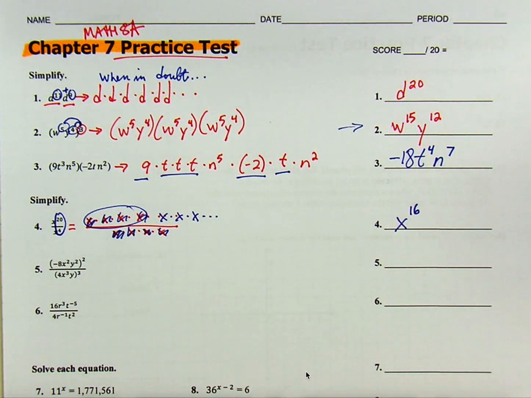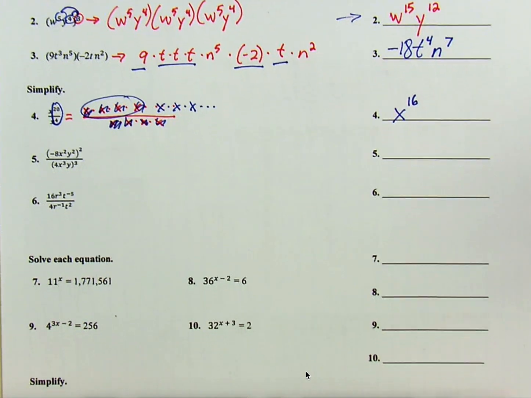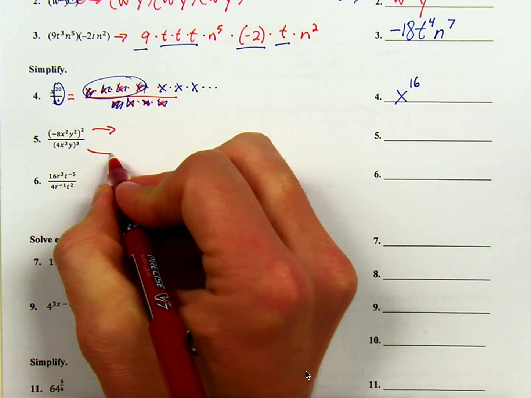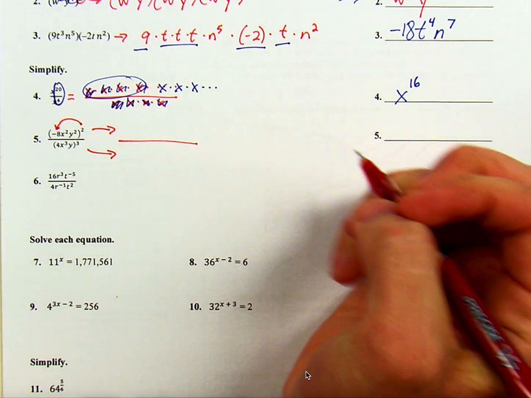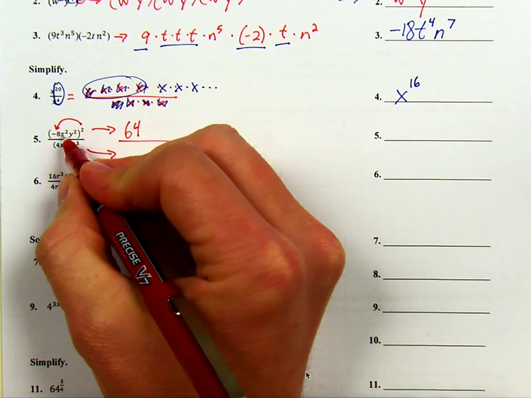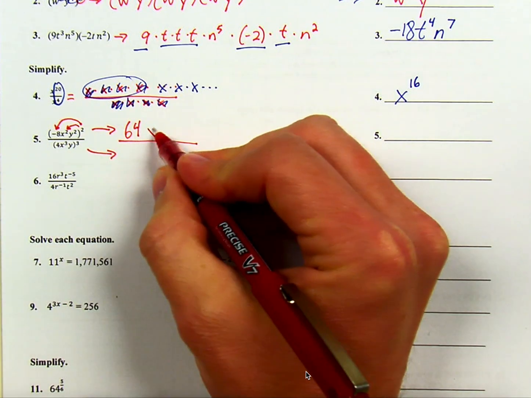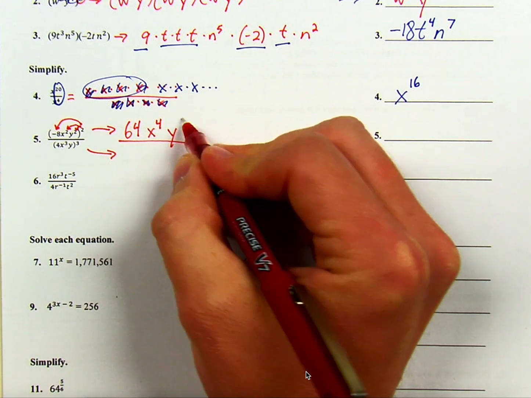No problemo. Okay, on number 5, before you do anything else, you're going to have to square the top and cube the bottom and rewrite this whole thing. So square the -8. What's -8 times -8? Positive 64. Square the x squared. That's x to the 2 times 2. Square that y squared. So that's y to the 4th power.